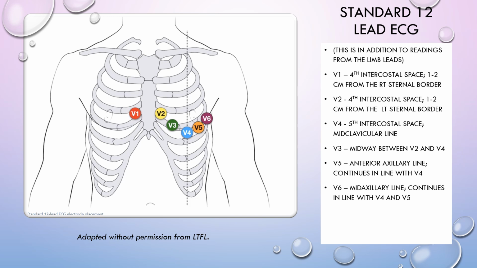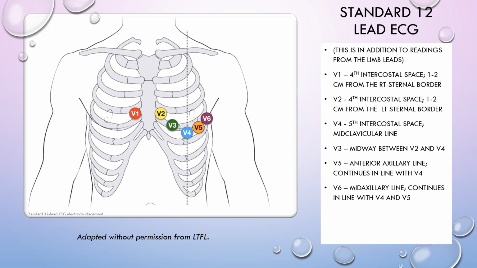sternal border. From the V2 we go to V4, which is really the apex beat. But even if the apex is displaced, as in cardiomegaly, you still use that landmark. You don't change it to say, oh, let me look for the apex beat and take it from there. No, you still use that space, mid-clavicular line in the 5th intercostal space. So after placement of V1, V2 is placed, V4 is the next one that's placed. Then V3 is midway between V2 and V4.